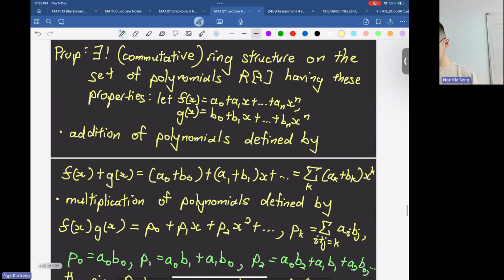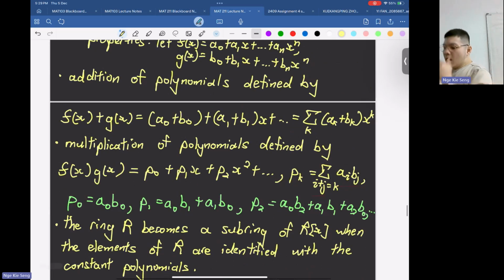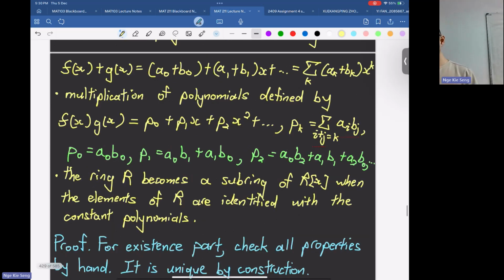Okay, continue. So, how about R here? R here, without the monomial, will become a subring of R[x]. How do we see them as a polynomial? We see them as a constant polynomial. In particular, we see them as r times x to the 0. So it is a subring.